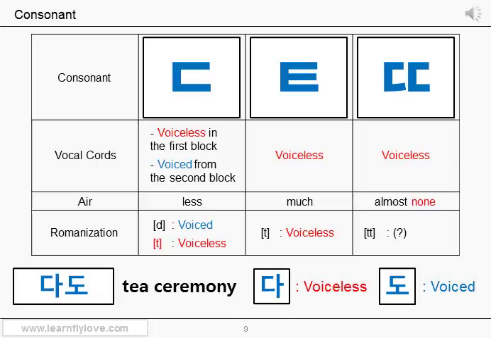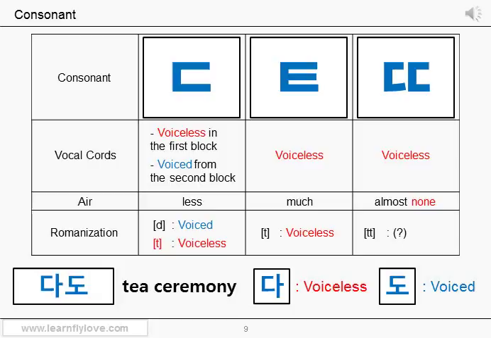Anyway, if it's too hard to pronounce Korean D sound, we recommend you pronounce just the English alphabet D sound. It's much better than using T sound if you really want to communicate properly. Because if you use T sound, it will sound like 타도, 타도. And it's totally different word. So just 다도 or 다도, 다도.